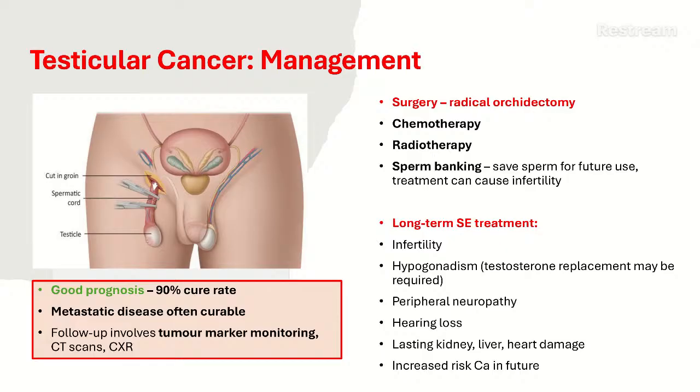Surgery, we're likely to do a radical orchidectomy, followed by chemotherapy and radiotherapy. Sperm banking is also an option to save sperm for future use, because treatment can cause infertility in these gentlemen. Some of the long-term side effects of treatment, so it can cause infertility. Previously, that's why we mentioned sperm banking.